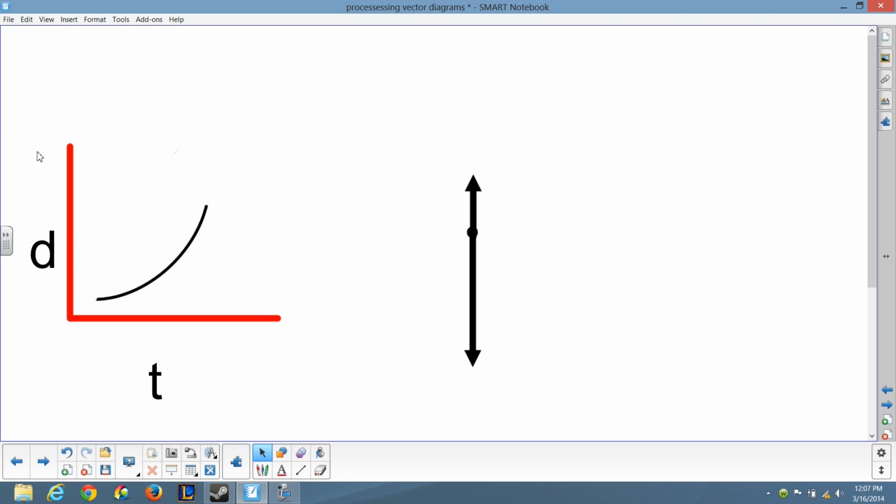Alright, here is our distance versus time graph. The object is accelerating, so we have a curved line. Here is our free body diagram. The down arrow is the force of Earth on the toy, and the up arrow is the force of air resistance on the toy.